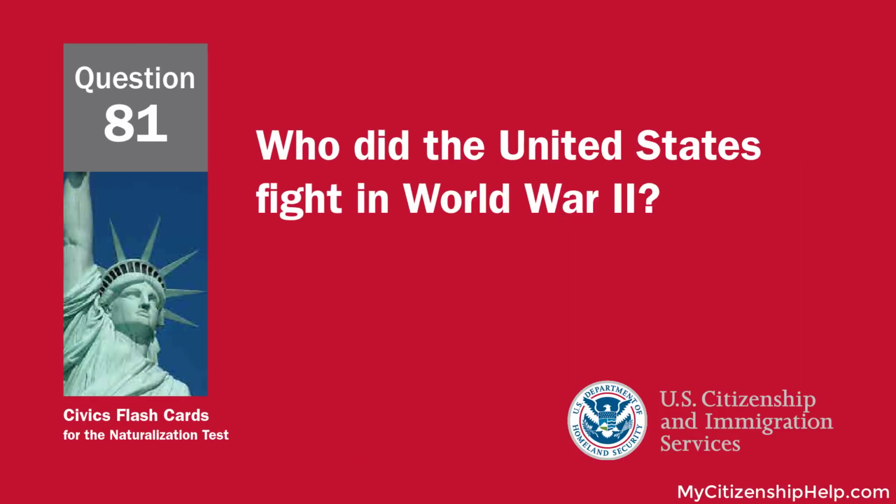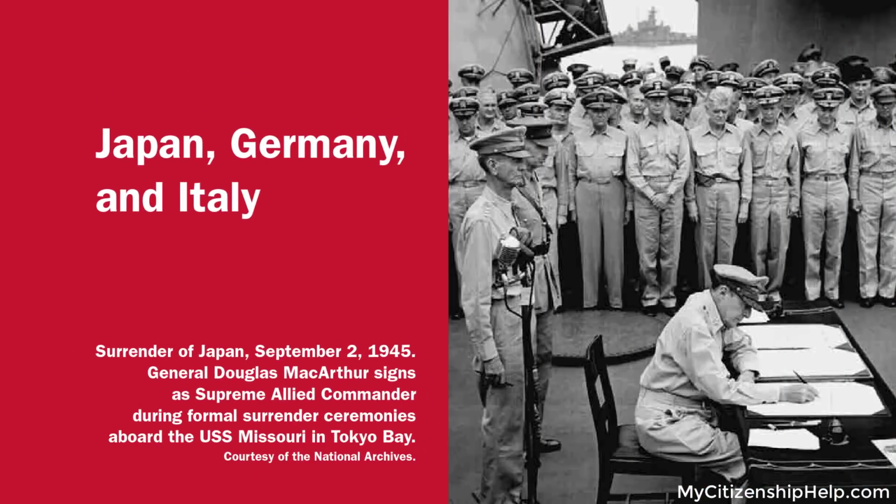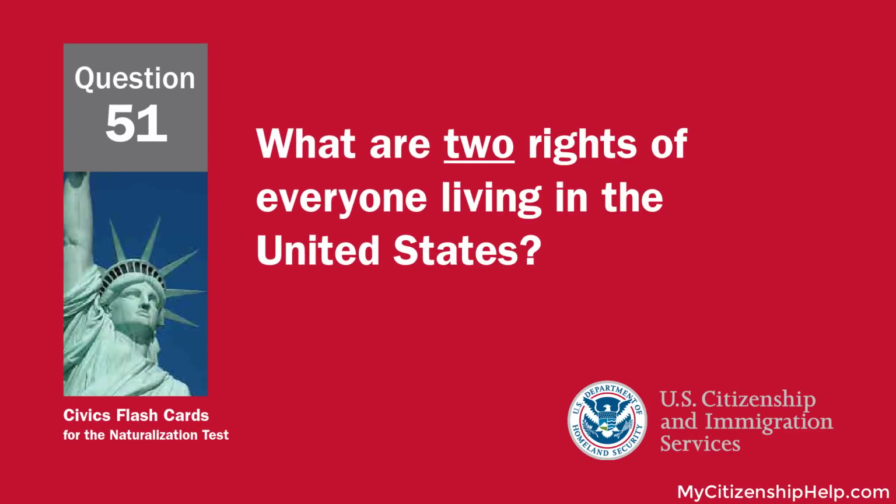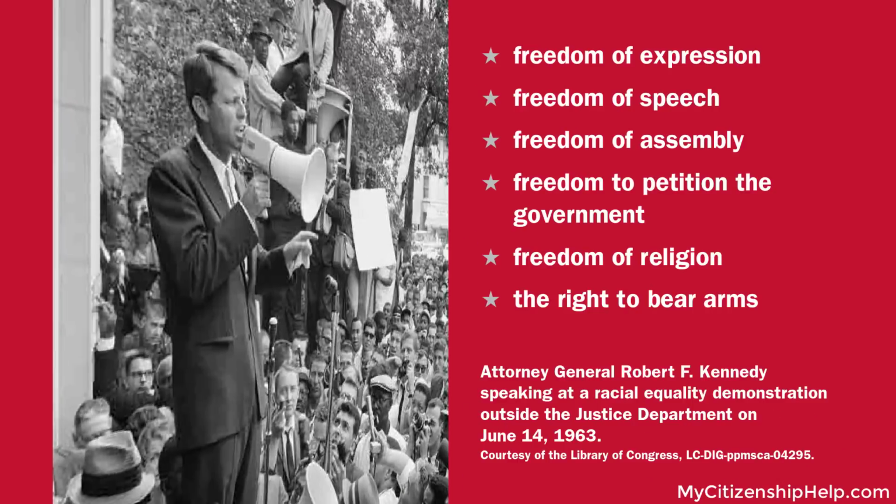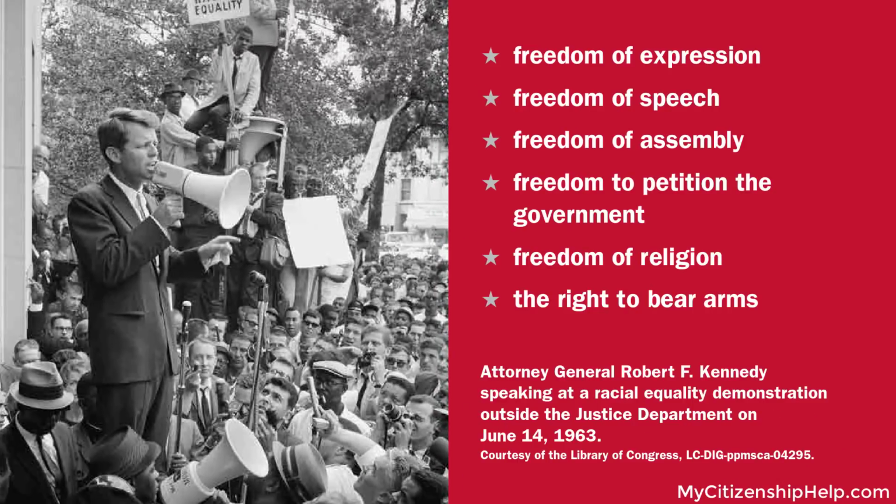Who did the United States fight in World War II? Japan, Germany, and Italy. What are two rights of everyone living in the United States? Freedom of expression, freedom of speech, freedom of assembly, freedom to petition the government, freedom of religion, the right to bear arms.